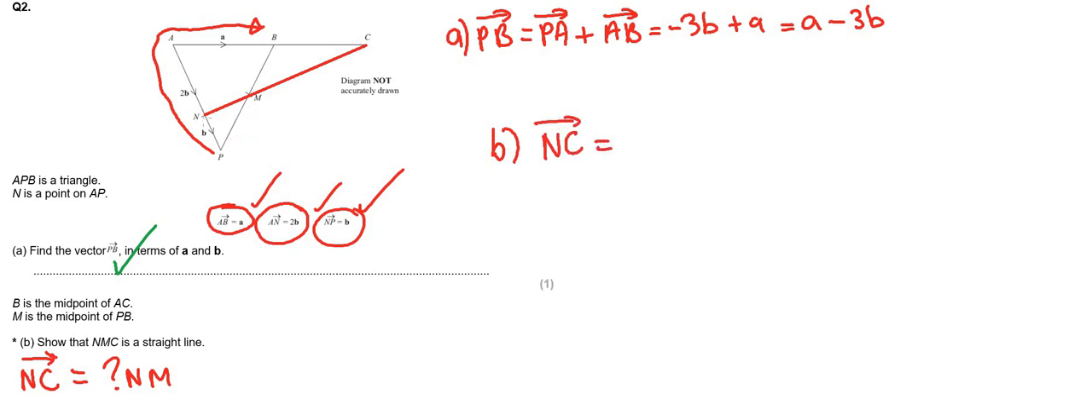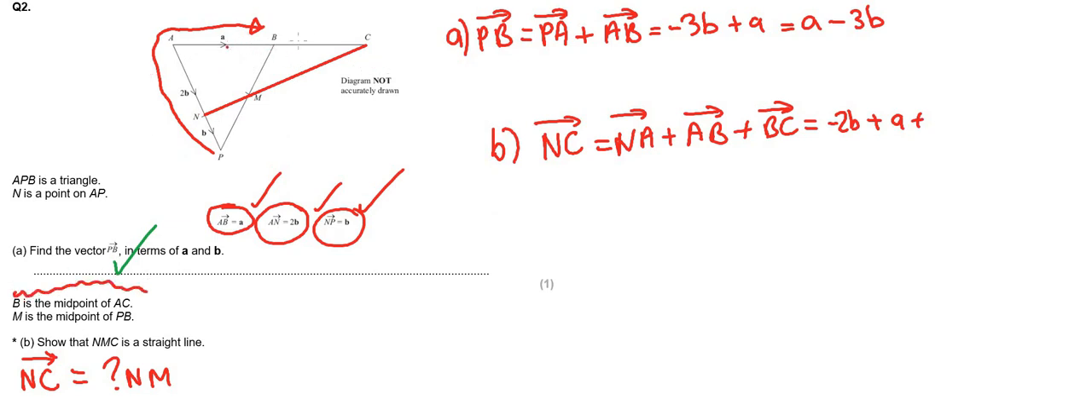N to C, again, I'm going to have to go a long way around, so I'm going to go from N to A, then from A to B, and then from B to C. N to A, going against the arrow, that's minus 2B. A to B is just A, and we're following the arrow because it's positive. Now, B, we're told, is the midpoint of AC. So that means that A to B and B to C are the same length. B's halfway between them, so BC must also be A. Let's add them together. We've got 2A minus 2B. So that's our NC.